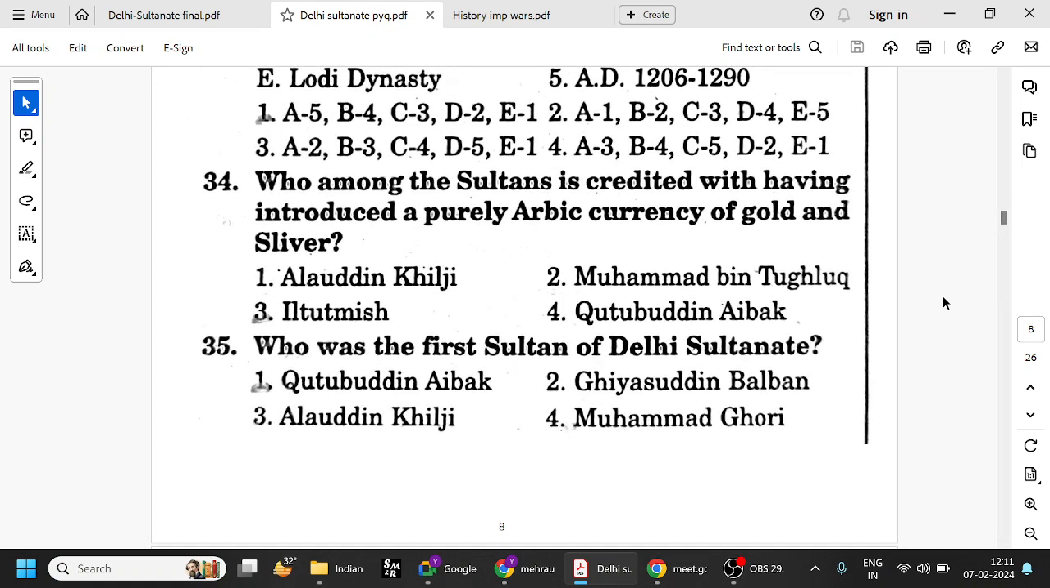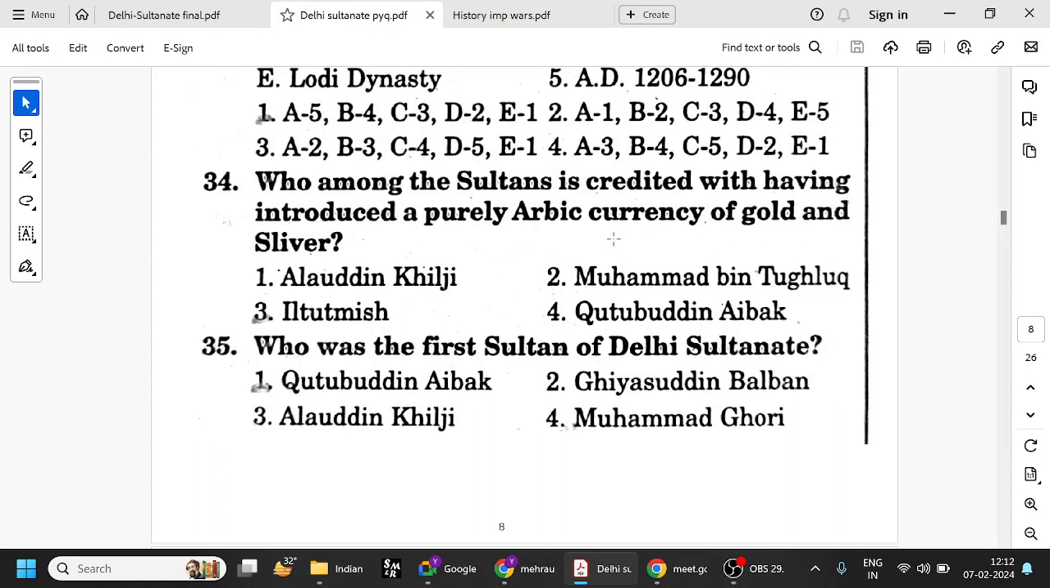So, who among the sultans is credited with having introduced purely Arabic currency of gold and silver? Okay. Alauddin Khilji, we've seen, is more famous for market reforms, prohibiting alcohol and intermingling of nobles, etc., and military reforms, paying soldiers in cash, etc.